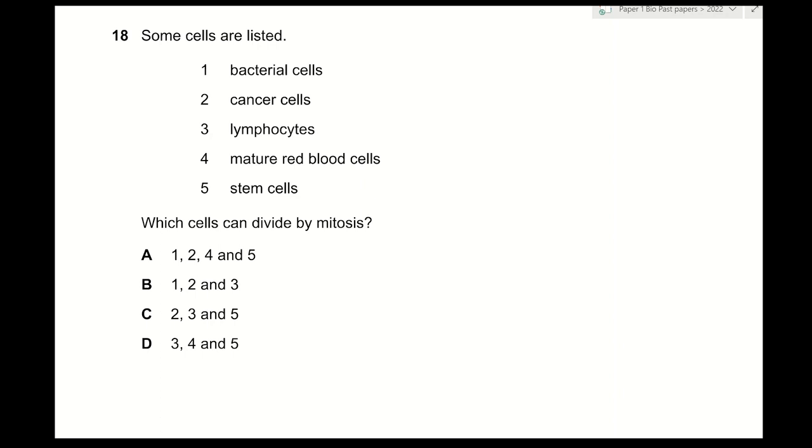Question number 18. Some cells are listed. Which cells can divide by mitosis? 1. Bacterial cells. Now, this is incorrect. The reason for this is that bacterial cells actually divide by binary fission, not mitosis. Be careful of the terminology here.